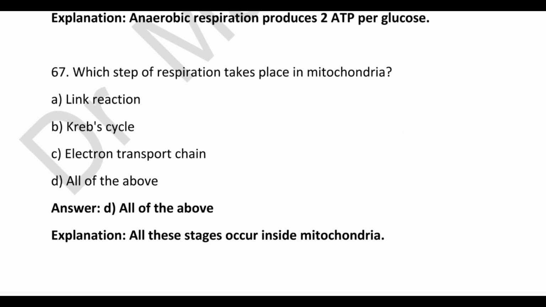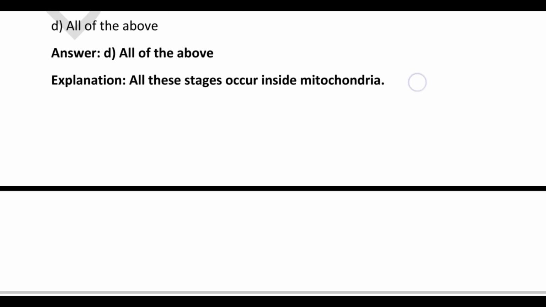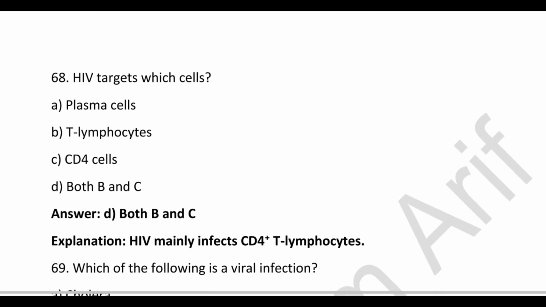Which step of respiration takes place in mitochondria? Correct answer is option D, that is all of the above. All these stages occur inside a mitochondria. HIV targets which cells? Correct answer is option D, that is both B and C. HIV mainly infects CD4 and T lymphocytes.